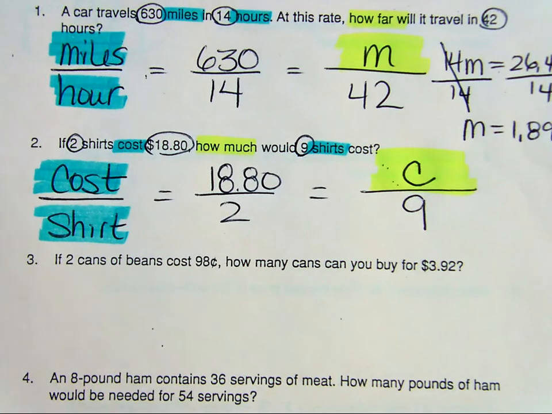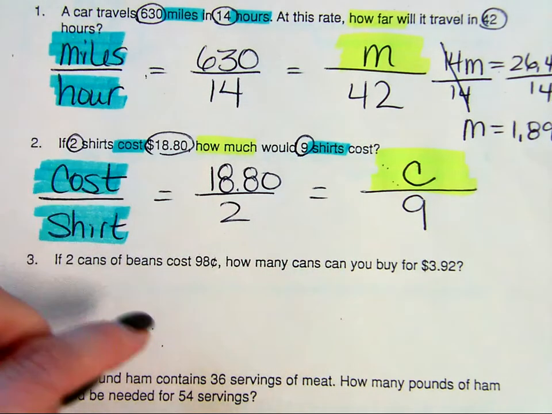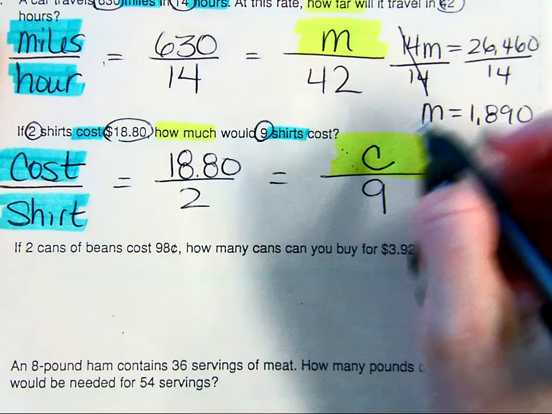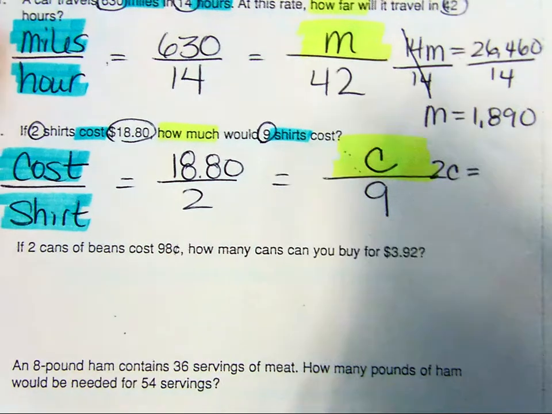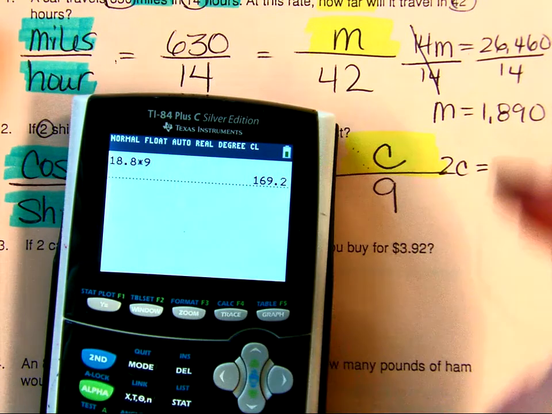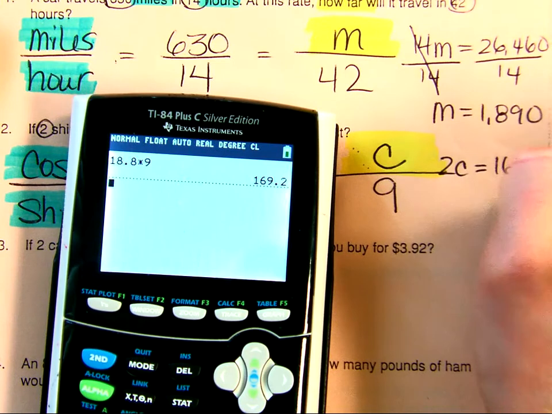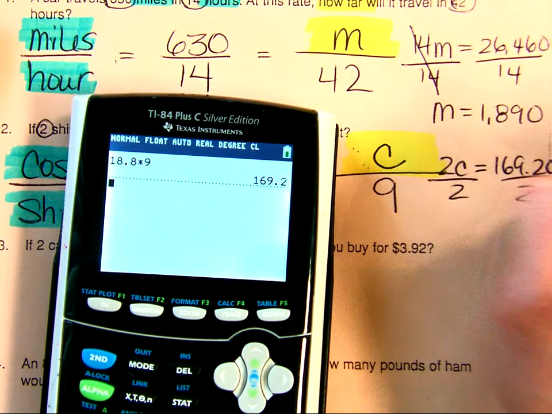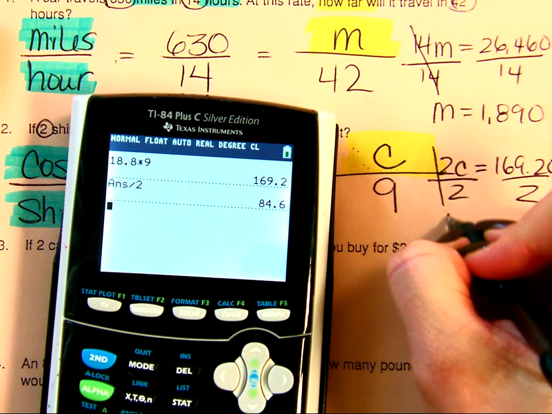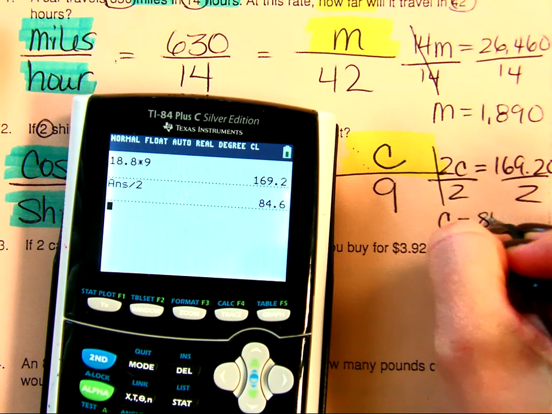So yeah, I know you divide it by this and then multiply it by 9, right? Or you do your cross multiply. 2 times C is 2C. 1880 times 9 is $169.20. You can add the 0 or not. Divide that by 2. Did anybody get $84.60? So for 9 shirts, it's $84.60.